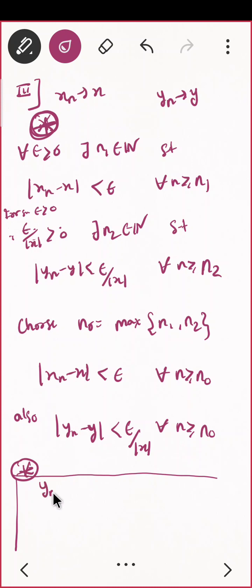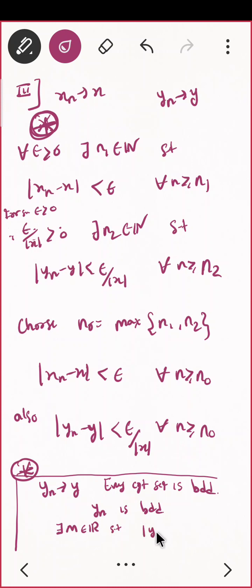So you are given yn converges to y. That means yn is a convergent sequence, and we have proved something: every convergent sequence is bounded. What do you mean by that? That means yn is also bounded. That means there exists an m belonging to the real numbers such that mod yn is less than m. Do you see? Now we have a bound for mod yn. This you should write there, at the place of the star. Do you agree?